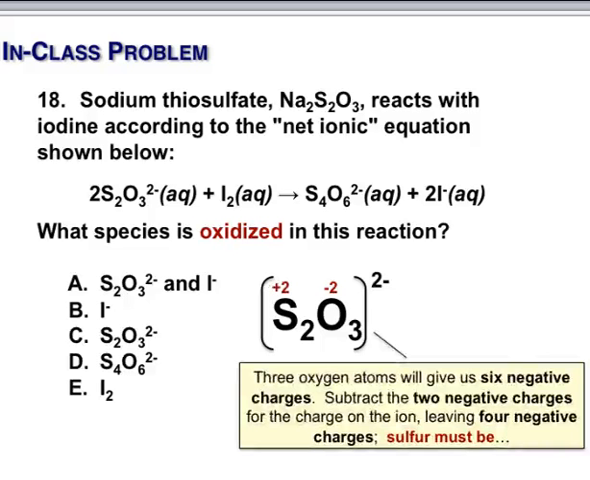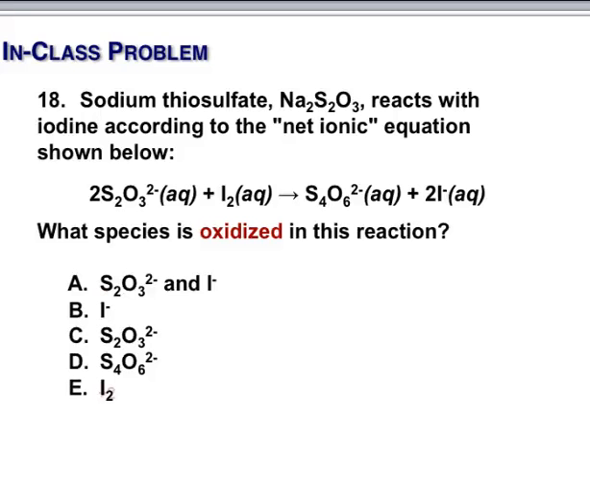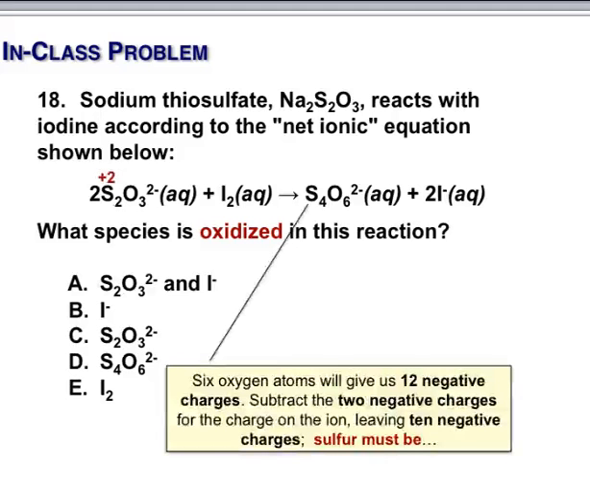Please make sure you get this. Get how to do this. We have 6 negatives in here. We have to save 2 for our charge. That means we're working with only 4. So we need 4 positives. Each sulfur must be plus 2. All right. So that's plus 2.